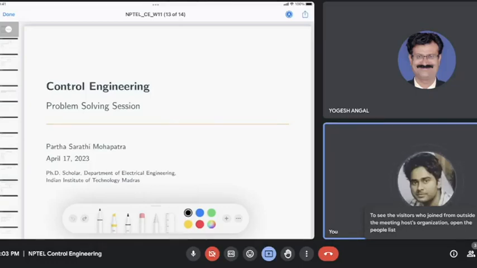Okay, so good evening, and we'll start this problem solving session. Today's problem will be based on state space representation.